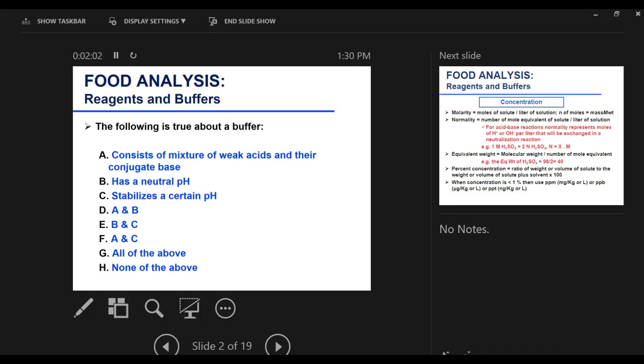Okay, so what do we know about buffers? It's okay if you don't know the answer. It's a solution that will keep the pH stable no matter what you add. Perfect. Based on your answer, what's the right answer here? A and C. Yes. So it stabilizes a certain pH, it maintains a pH, but that pH doesn't have to be neutral. We have buffers that maintain acidic pH, and we have buffers that maintain alkaline pH.